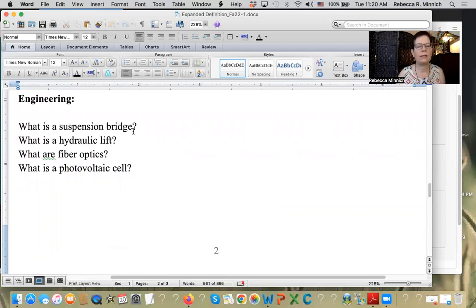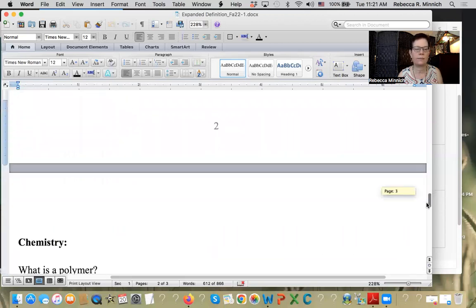Right, so again, if you take something like what is a suspension bridge, you're going to want to look up when the first suspension bridge was built. If you pick something like what are fiber optics, you want to look up when did fiber optics technology first come into practice and how has it developed since it was invented. Okay, obviously there have been great leaps forward in this technology in the last 20 years.